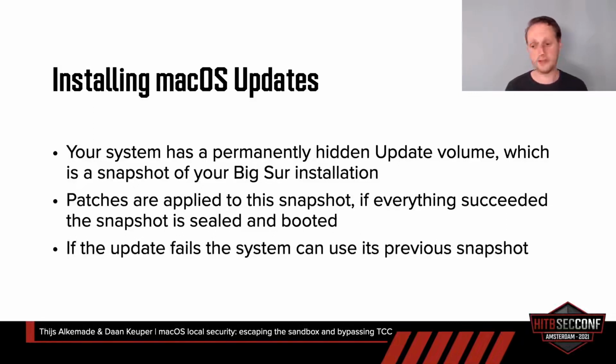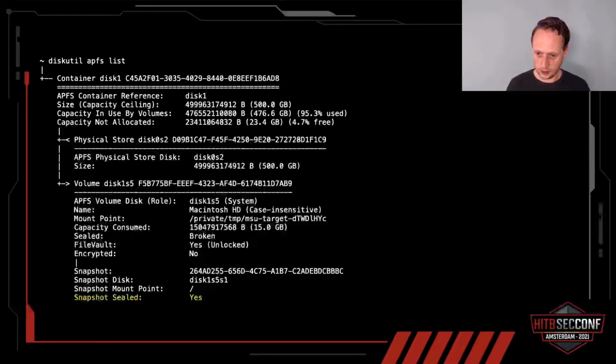But if somehow the update fails, the system will just continue booting from the previous snapshot and it can try again. This also makes the update process a little bit more robust. You can use the diskutil utility to check if your current running snapshot indeed has a seal that has been verified.